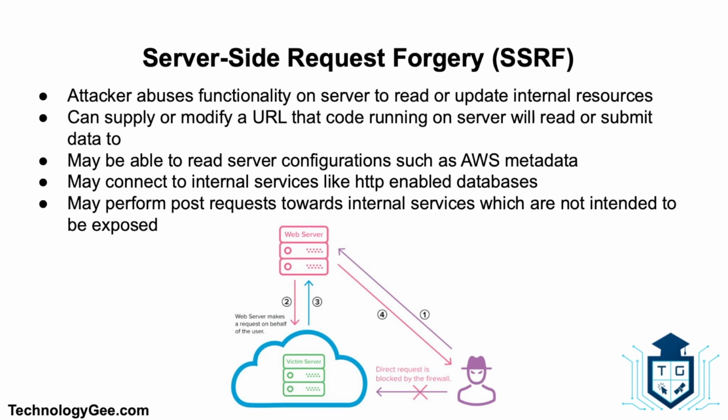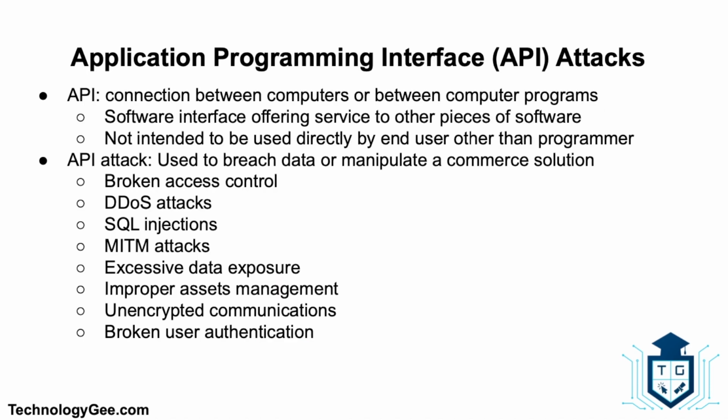Next, we have a server-side request forgery. This is an attack where a bad actor can abuse the functionality on the server to read or update internal resources. The attacker can supply or modify a URL, which the code running on the server will read or submit data to, and by carefully selecting the URLs, the attacker may be able to read server configurations such as AWS metadata, connect to internal services like HTTP-enabled databases, or perform POST requests towards internal services which are not intended to be exposed.